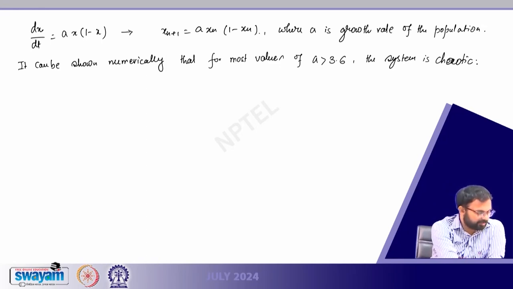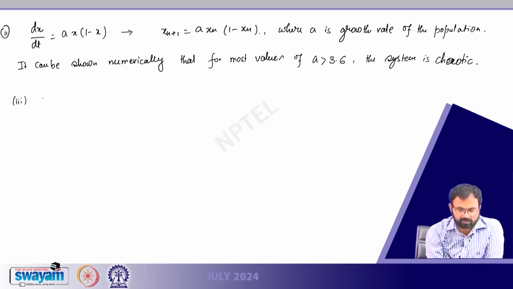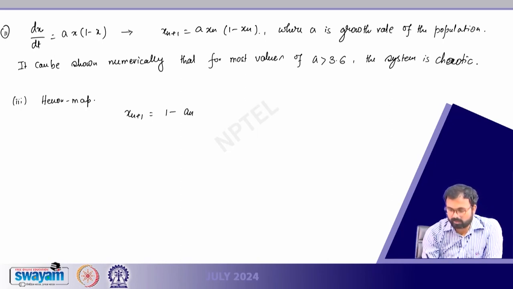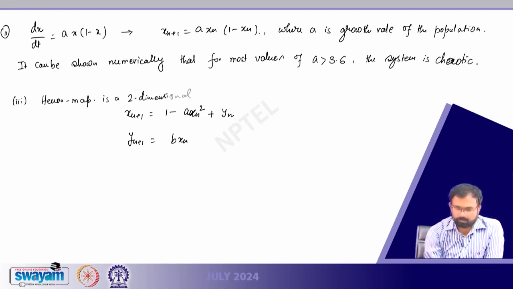So for example, something called the Henon map. This is the second example, the first example being the one we gave in the previous class. The Henon map is basically of this type: x_{n+1} equals 1 minus a x_n squared plus y_n, and y_{n+1} equals b x_n. So this is an example in 2D. The Henon map is a two-dimensional equation which is given by this.